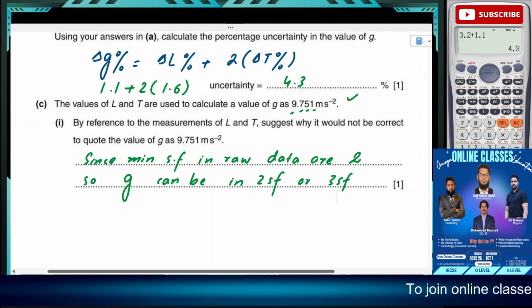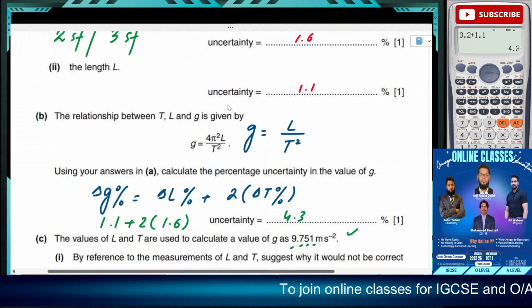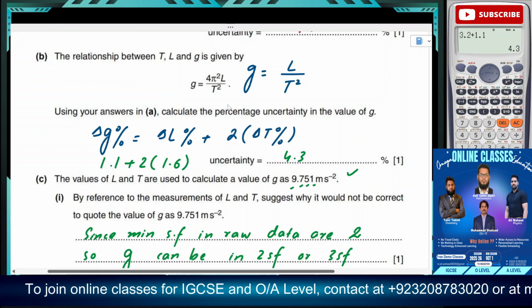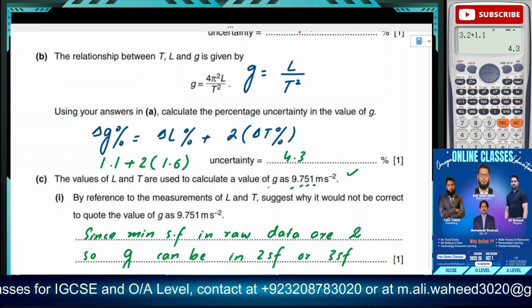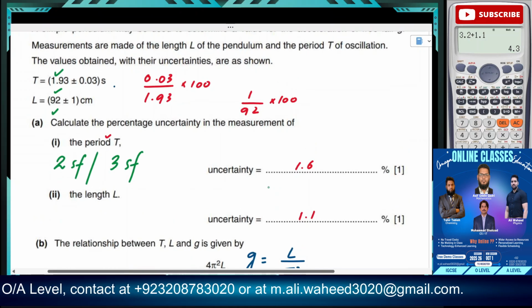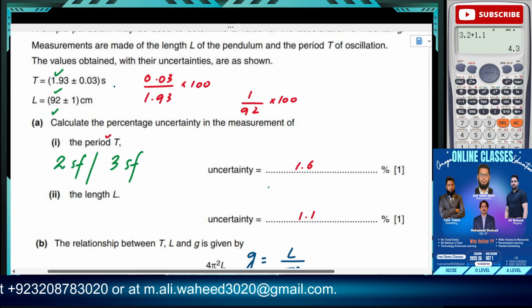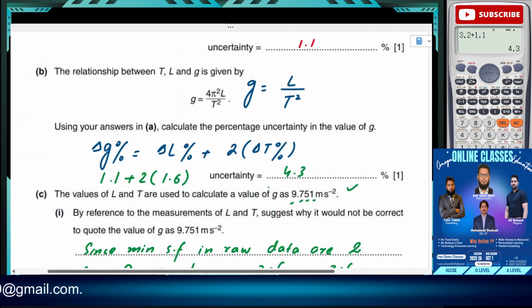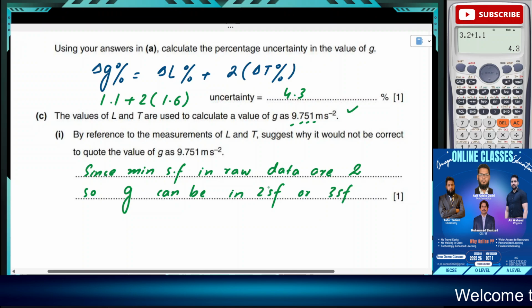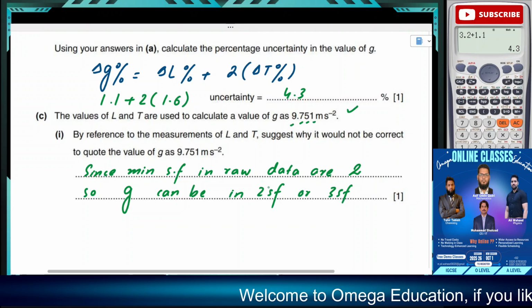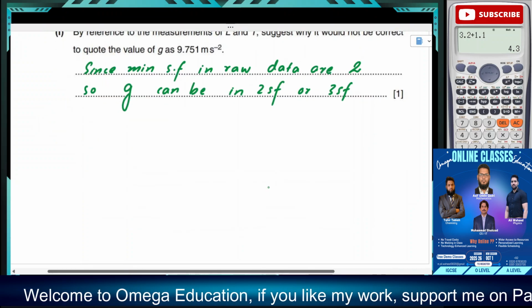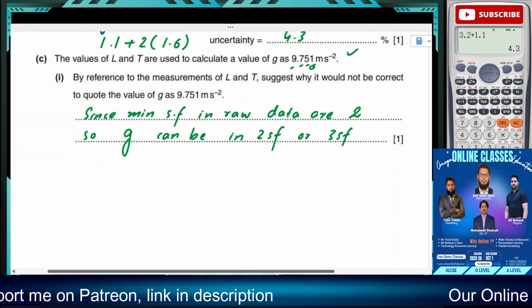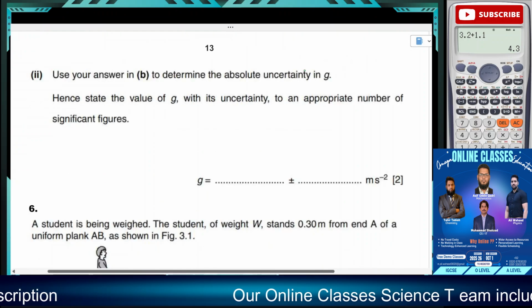And the other way of thinking about this is the uncertainty. If you could find the uncertainty in g, it would be 0.4, which we solve in the next part. So if the uncertainty is to one decimal place, generally the value of g should also be to one decimal place. Because there's large uncertainty, you cannot be sure about a third decimal place. Let's move on to the next one.